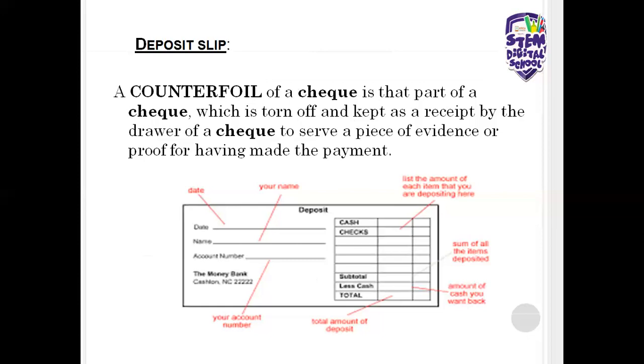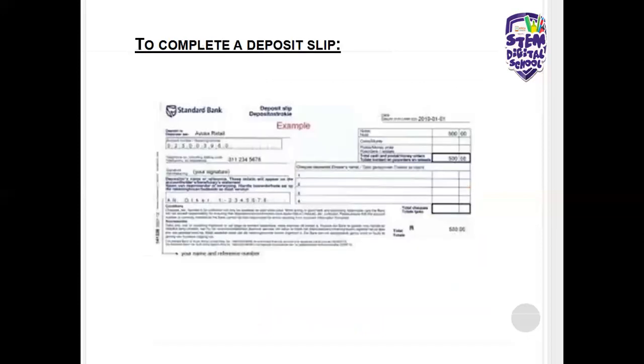And of course, somewhere on the deposit slip, they will indicate what the bank's name is, like the money bank, for instance. So those other details will still be there on the deposit slip. Right, so important things there. So let's see how to complete one. I've tried to put an example of a deposit slip of Standard Bank there. Not so clear, but you will get an idea.